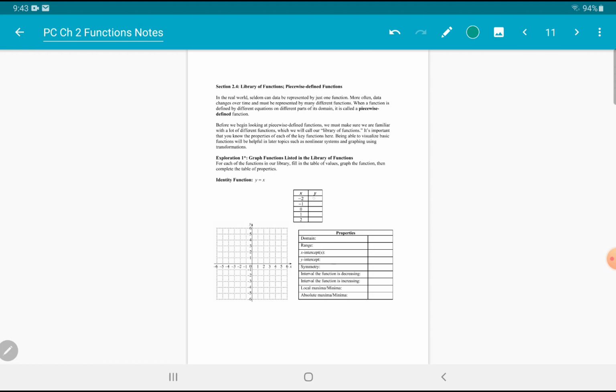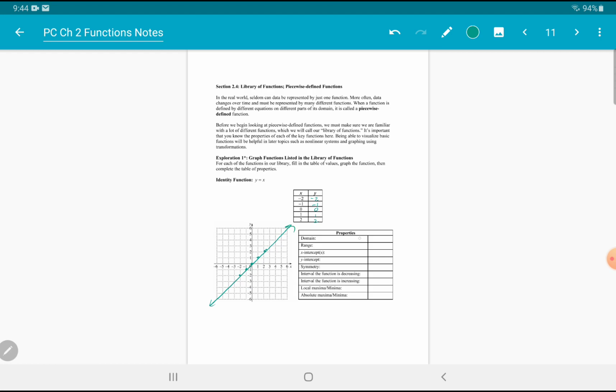In terms of the table, it's basically y is x, so all these values are going to be the same. Which means when we graph it, you have 0, 0, 1, 1, 2, 2, negative 1, negative 1, negative 2, negative 2. And then we can go ahead and connect those dots with a line, like that. So we have a linear equation, a line.